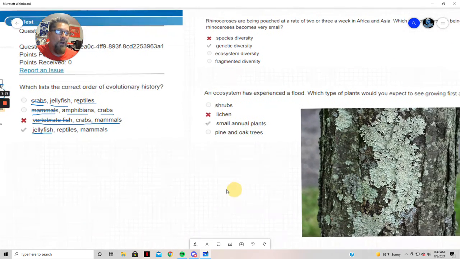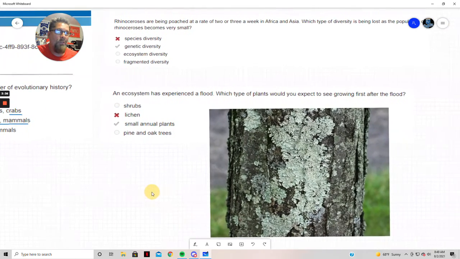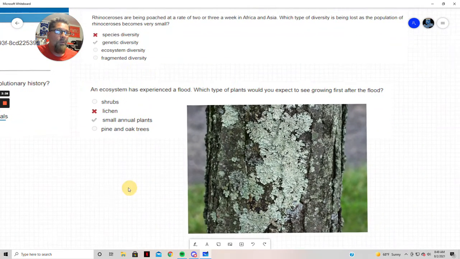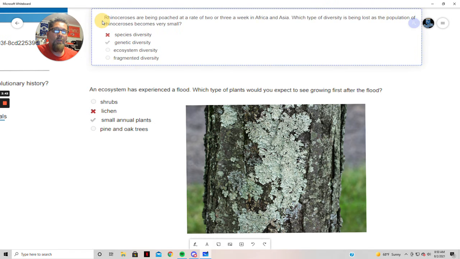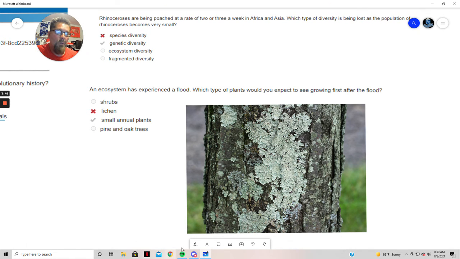So looking at your other two questions that you've asked about. There we go, get them all in here. The rhinoceros question. Oh, need my pen. The rhinoceros question. Being poached, and so simply the question is, hey, what type of diversity is being lost? And it says which one is being lost. What that really means is which one either can't happen anymore or is being reduced.